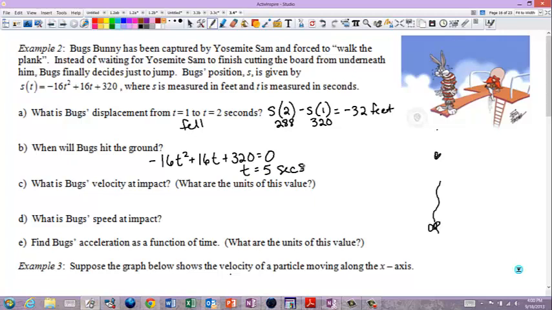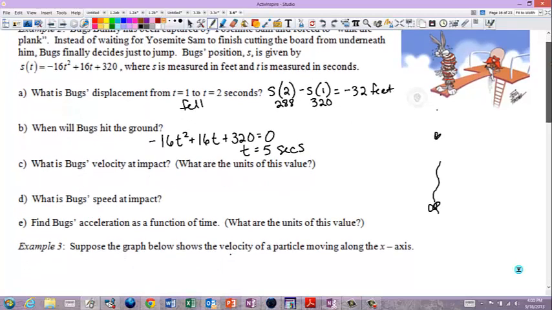We can do this on the calculator. That's a legitimate use of the calculator. There are 4 legal things you can do on your calculator: find zeros, find a point of intersection, find the derivative at a point, and do a definite integral, which we have not learned yet. What is Bugs's velocity at impact? Well, we need to find the velocity function. The velocity function is the derivative of position.